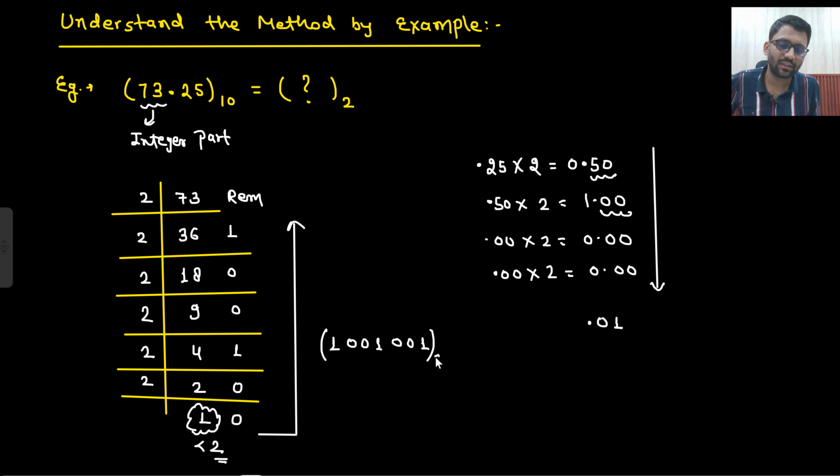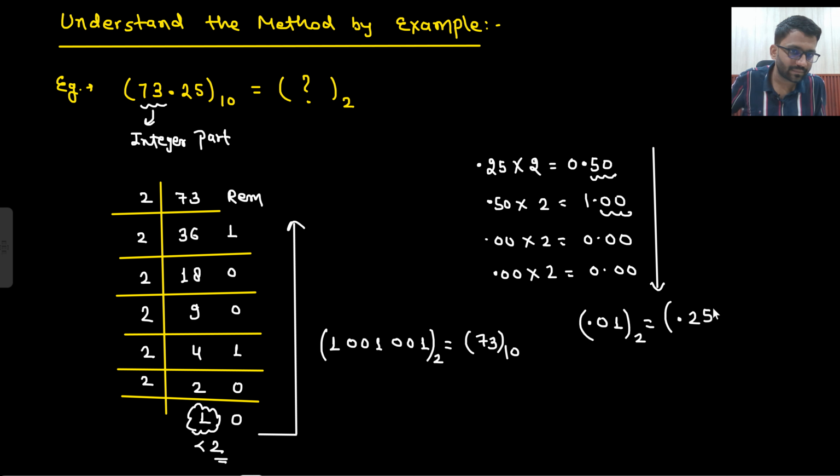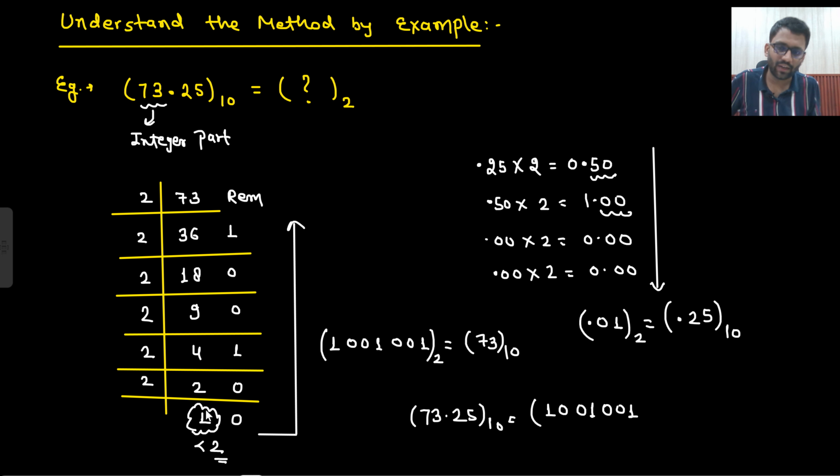So this is 73, and this is 0.25. So if I need to write 73.25, what I will write? First I will write 73, that is 1 0 0 1 0 0 1. Then 1 0 0 1 0 0 1 point 0 1. That's it. I will start writing from the upward side. Okay. Are you getting this point?